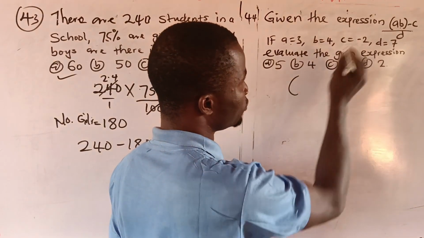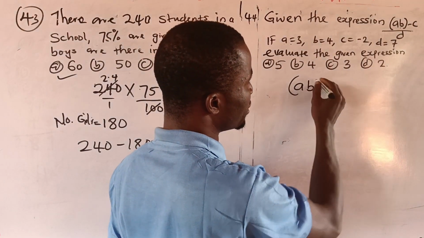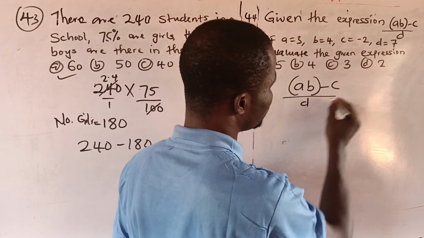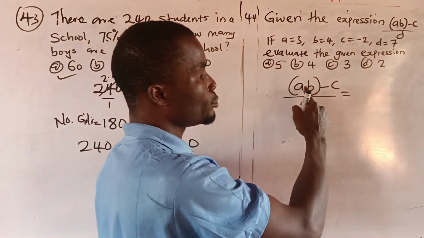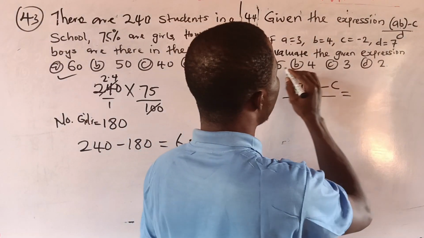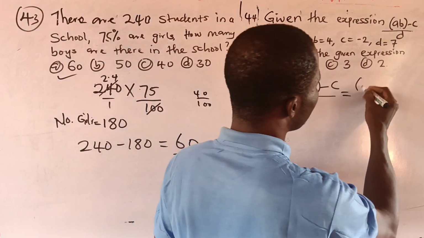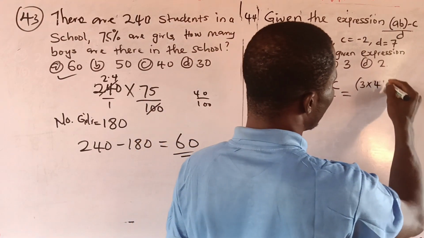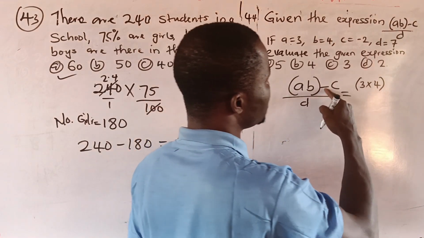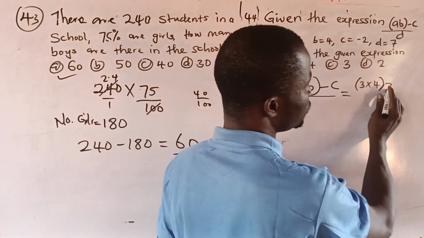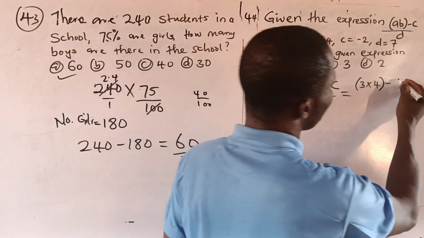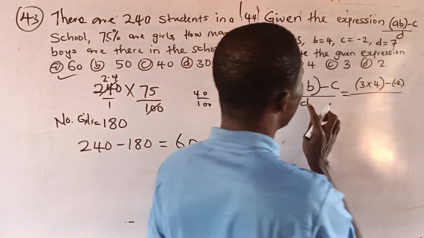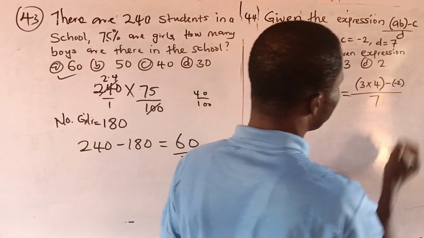The expression is AB minus C over D. AB means A times B. So our A that was given is what? Is 3 times B is 4, close bracket, and C is what? C is minus 2. So you put your minus 2 in the bracket. Divide all through by D. D is what? D is 7.